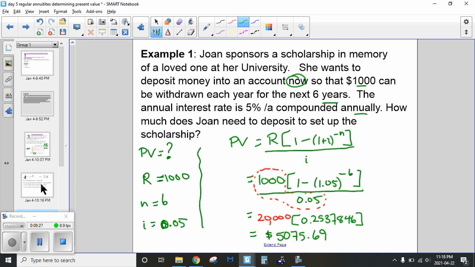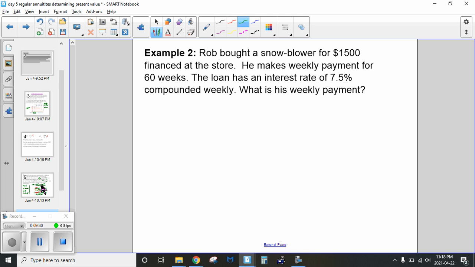Okay, next one. Example 2. Rob bought a snowblower for $1,500 and he financed it at the store. So you probably have heard commercials about finance rates and stuff like that. Low financing and those kind of phrases. Or 0% financing, which is very nice. But he bought a snowblower for $1,500, financed it at the store, meaning the store loans him the money and he pays it off gradually over time.